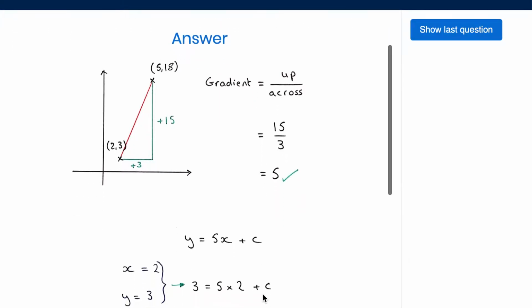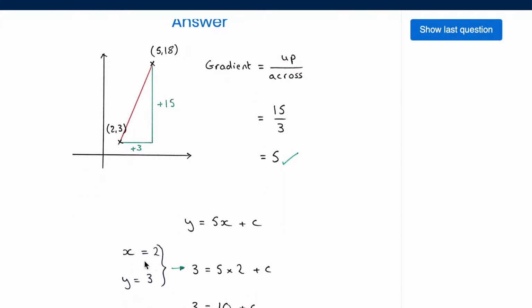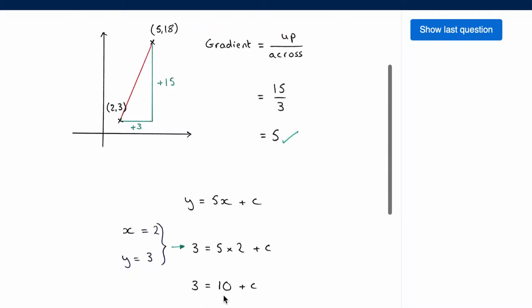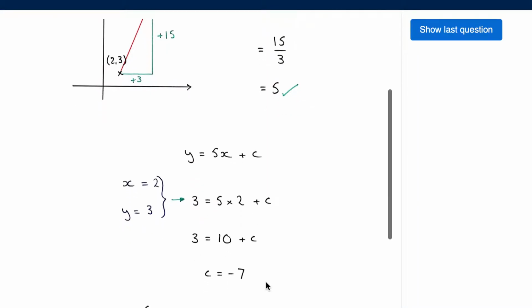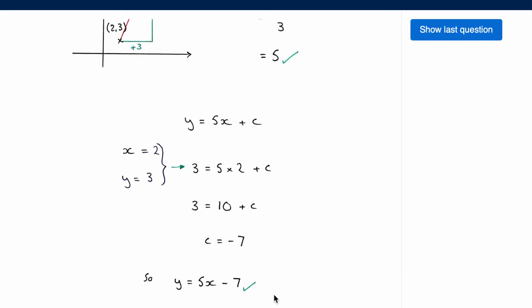And we've gone for 2, 3, which means x equals 2 and y equals 3. Substituting them, we get 3 is equal to 5 times 2 plus c, which comes to 3 equals 10 plus c, and so c is equal to minus 7, because 3 equals 10 minus 7. And that's it. The equation of the line is y equals 5x minus 7.